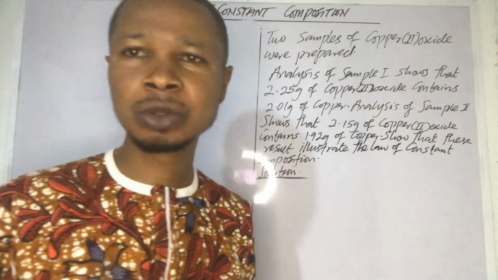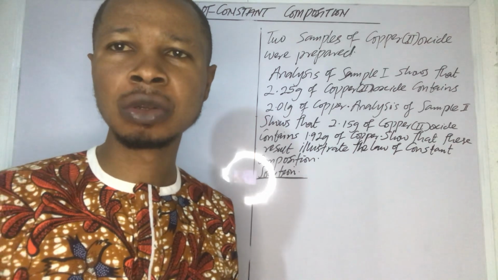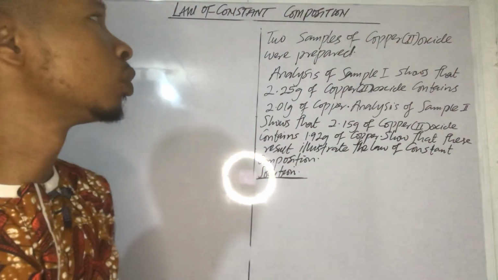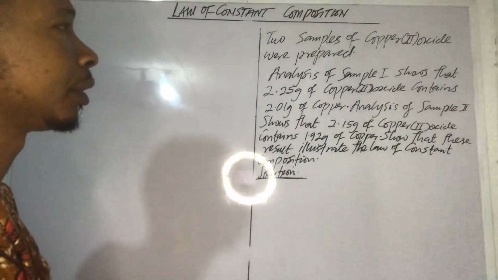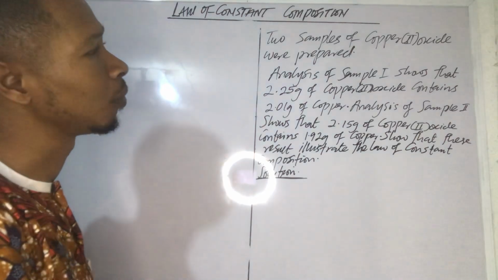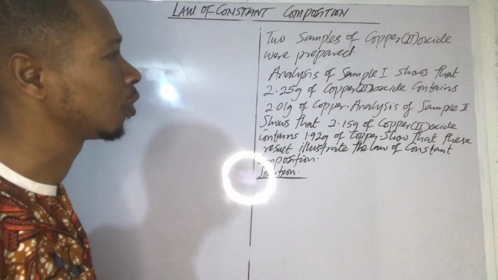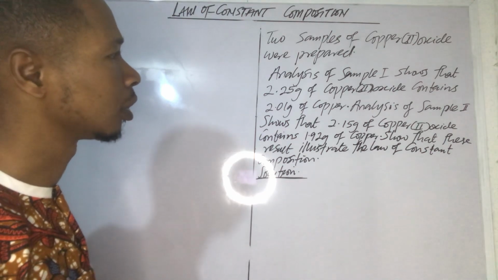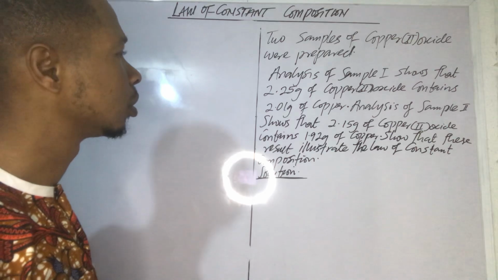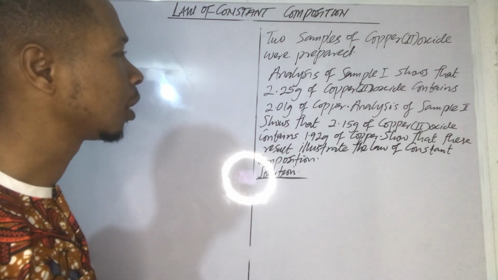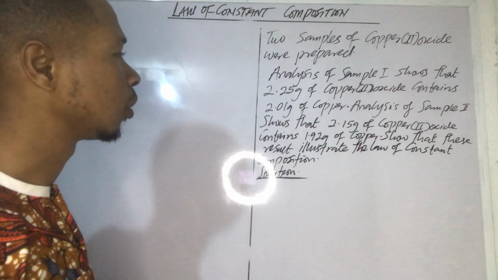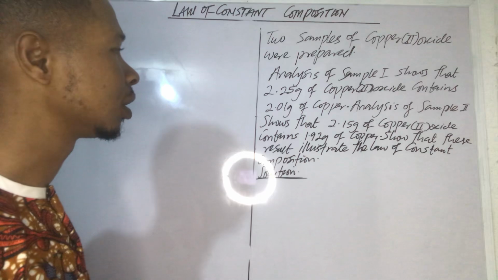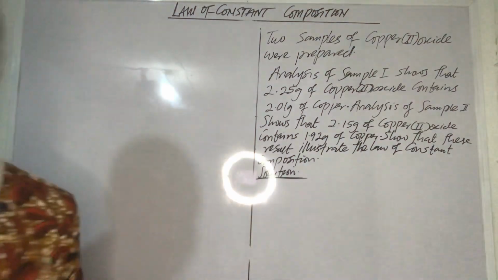In today's class, we want to still look at another example on law of constant composition using this example. Two samples of copper(II) oxide were prepared. Analysis of sample 1 shows that 2.25 gram of copper(II) oxide contains 2.01 gram of copper. Analysis of sample 2 shows that 2.15 gram of copper(II) oxide contains 1.92 gram of copper. Show that these results illustrate the law of constant composition.